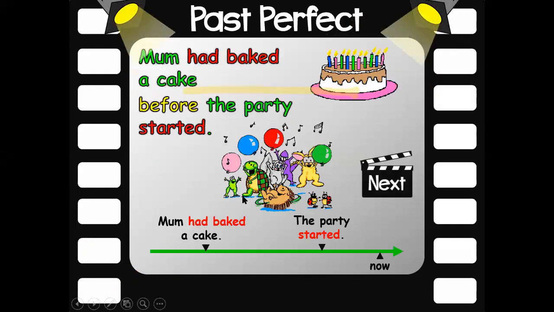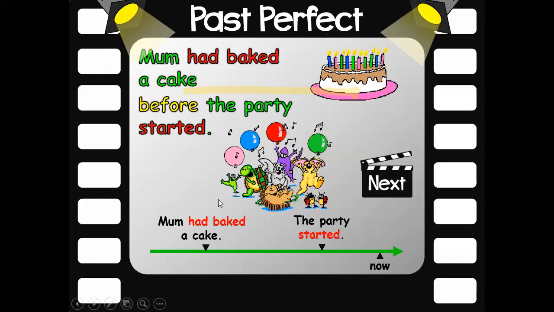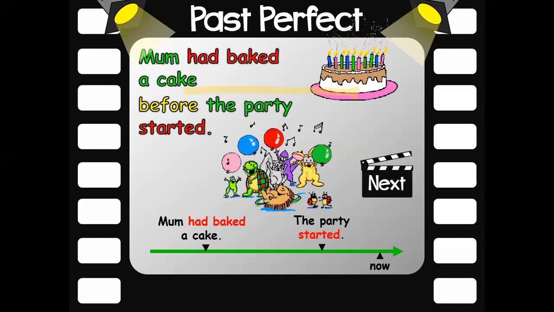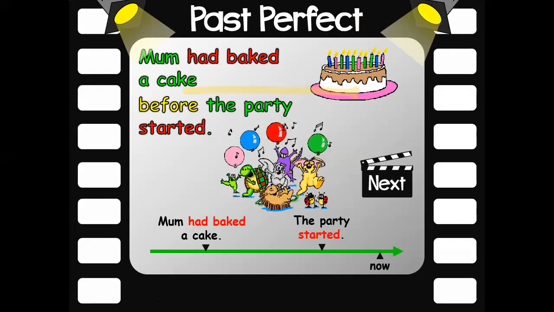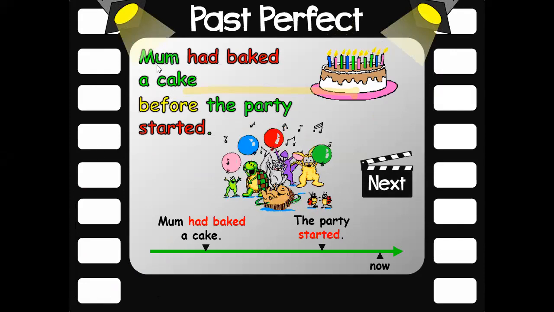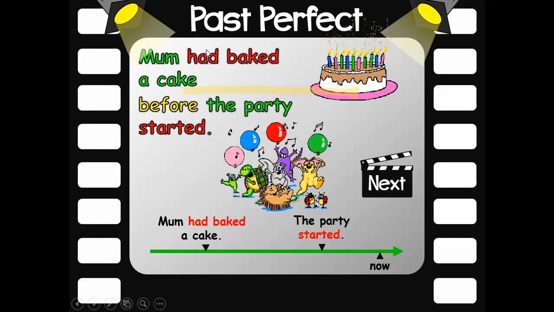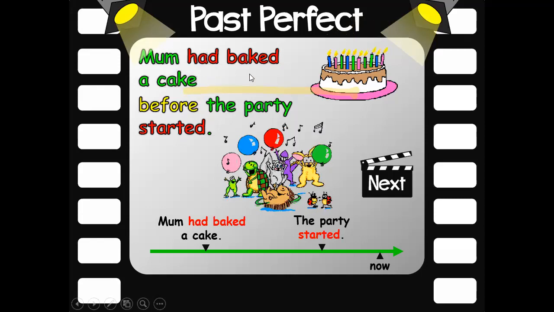Teacher, can I say a sentence? Tell me. The rescue arrived after the building had collapsed. Thank you, Ziad. Okay, look at this sentence. Mom had baked a cake before the party started. Which of these actions happened first? Baked the cake. Yes. So, mom baked first, then the party started, right?